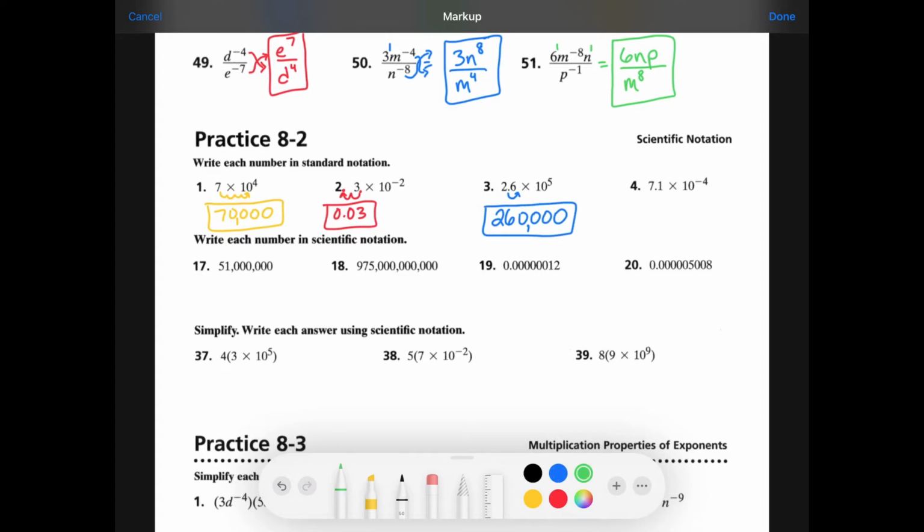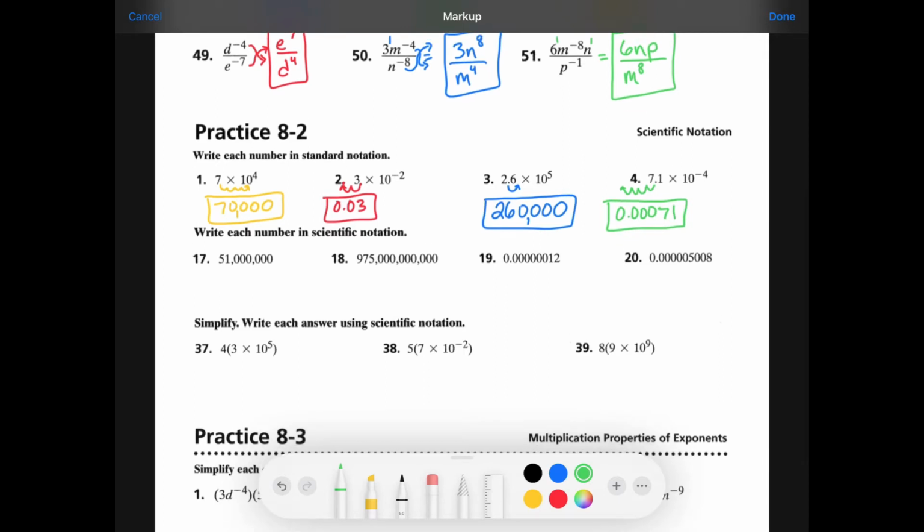7.1 times 10 to the negative 4th. Move it 4 places to the left. Or just put 4 zeros in front of it. 0.00071.